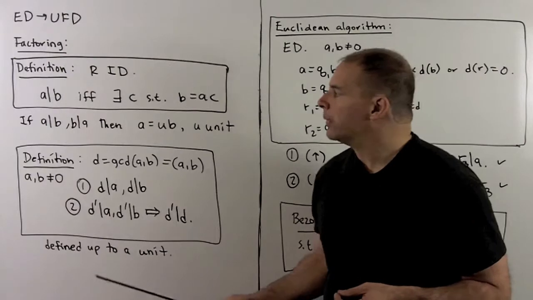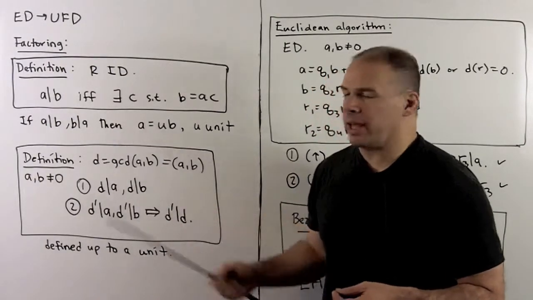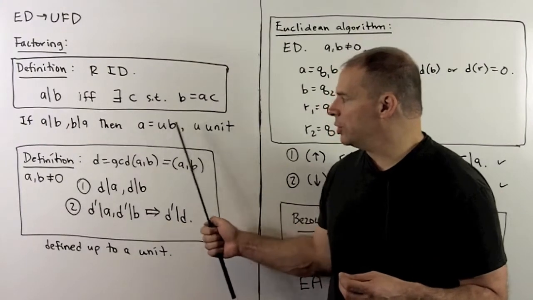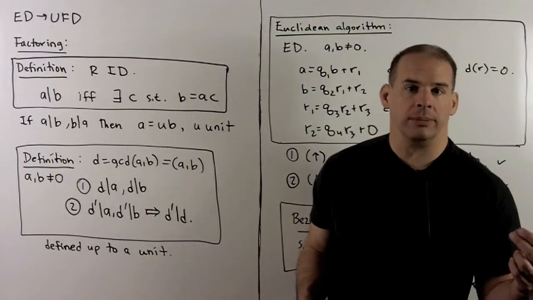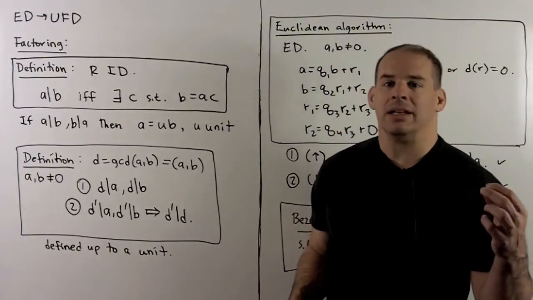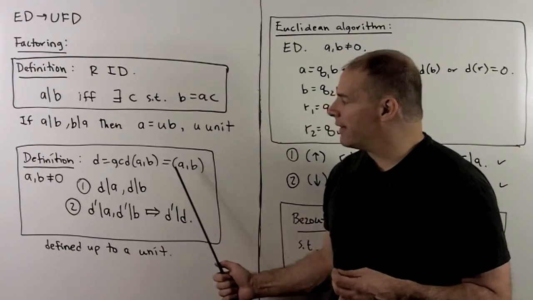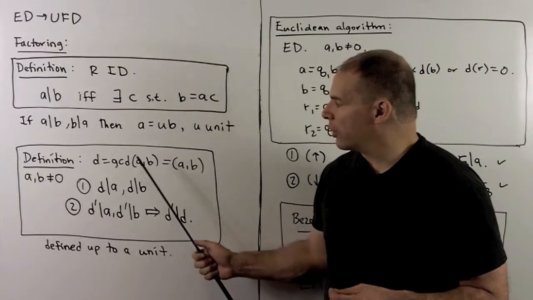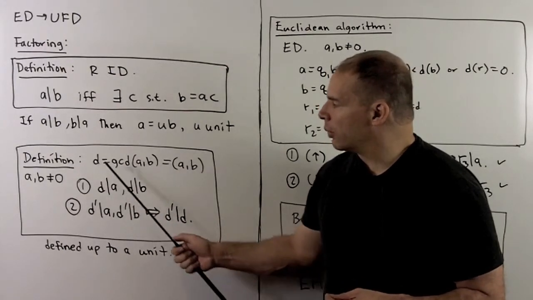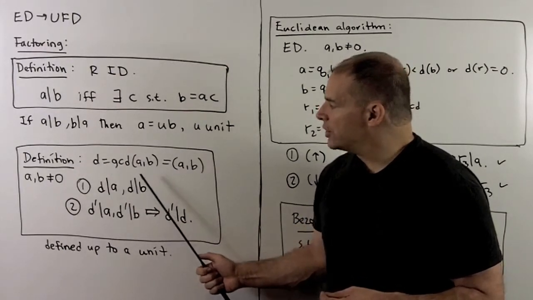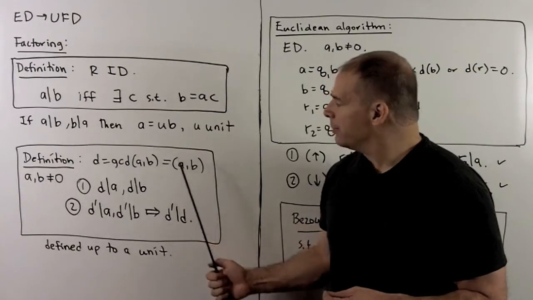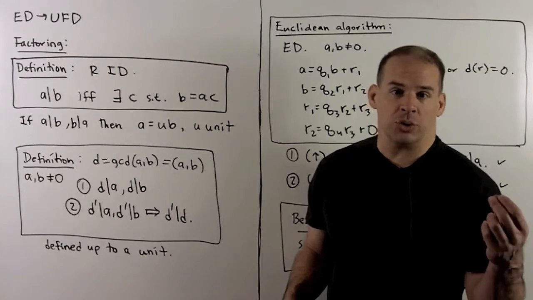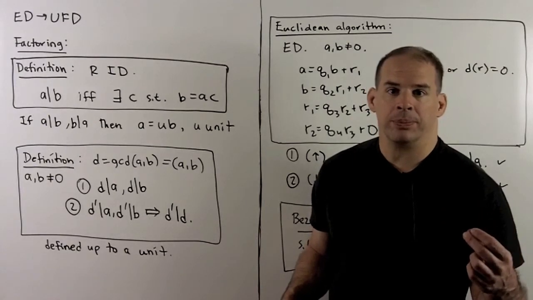Straightforward to show: if A divides B and B divides A, we can use the integral domain property to show that A is equal to U times B, where U is a unit. Next definition, greatest common divisor. So I'll choose A and B non-zero. We want the greatest common divisor of A and B, so here we'll call it D. For notation, we sometimes drop the GCD and write it like this, which is supposed to be suggestive of the notation we use for ideals.